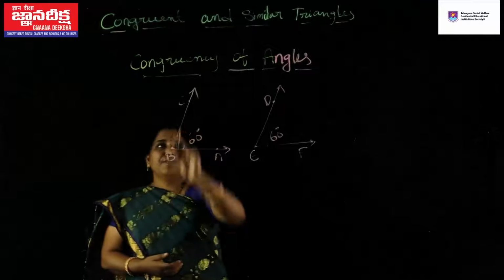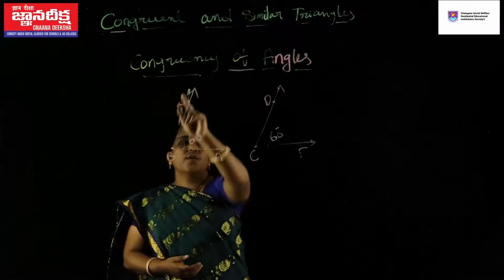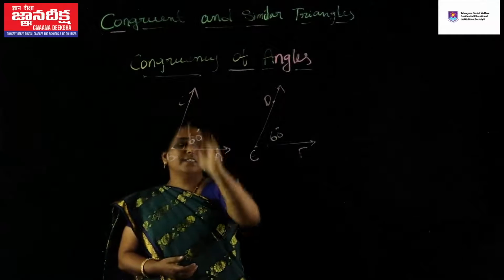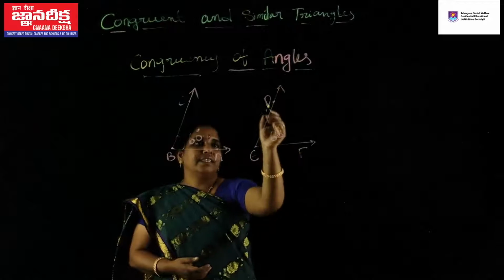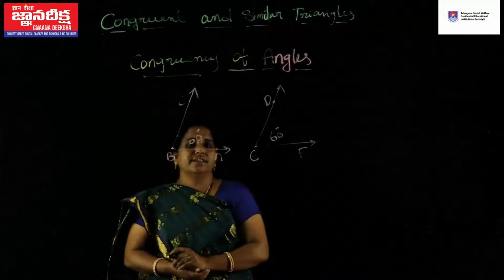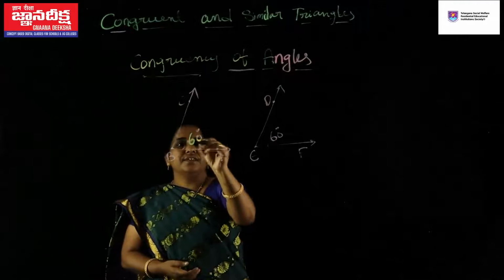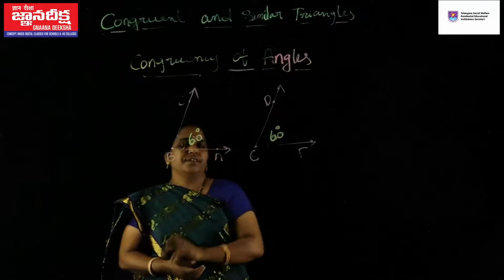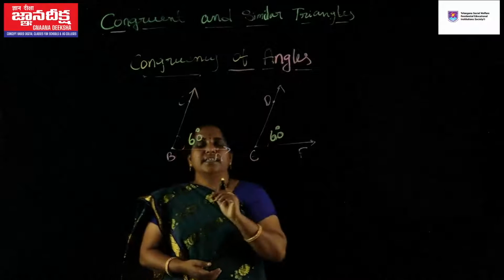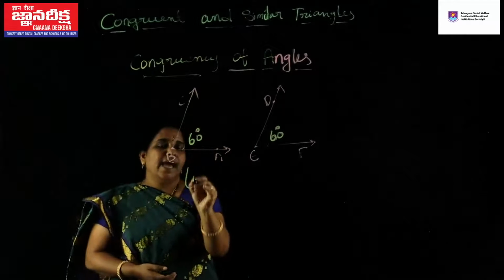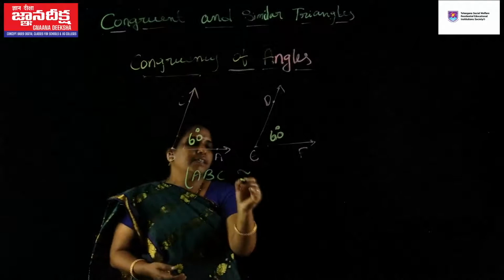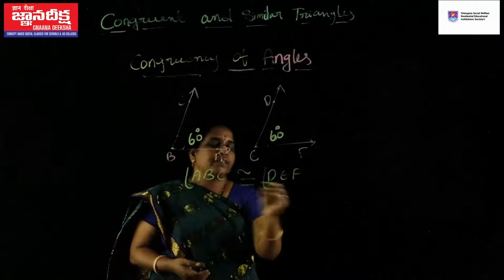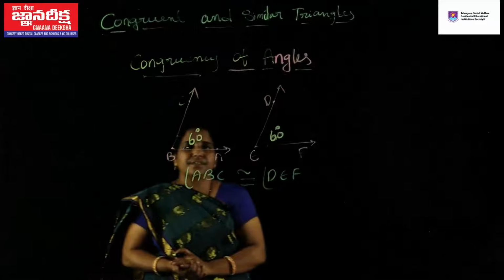Now let us see when 2 angles are congruent. Congruency of angles. So here I have 2 angles, ABC and DEF. These two angles are of measure 60 degrees each. So these two angles have equal measure, right? 60 degrees and 60 degrees. Therefore, we say angle ABC is congruent to angle DEF. These two angles are congruent to each other as their measures are same.